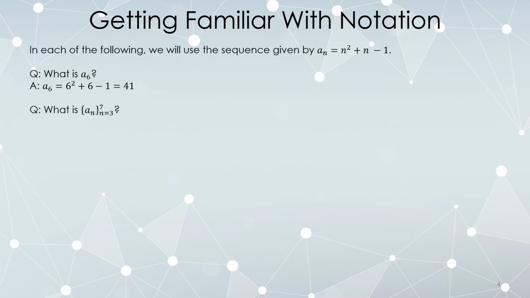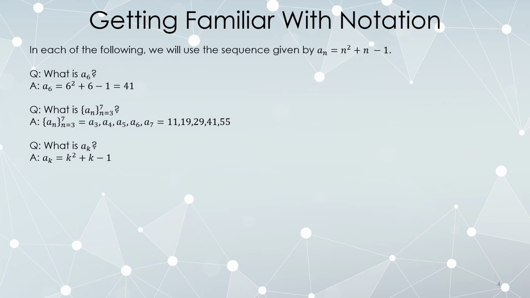What about the following? A sub n, where n starts at 3 and ends at 7. This just says compute a sub 3, a sub 4, a sub 5, a sub 6, a sub 7, and then stop and list them out. So we compute a3, a4, a5, a6, a7, and we get 11, 19, 29, 41, and 55. So we have a list of 5 numbers. What is a sub k in general? All you have to do is take k and plug it in for n: k squared plus k minus 1.